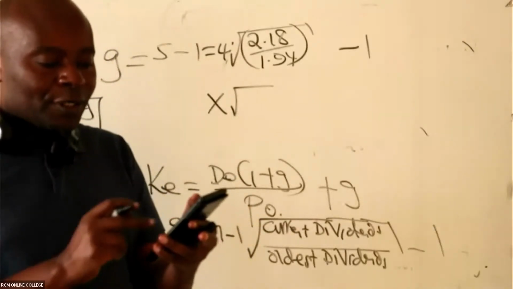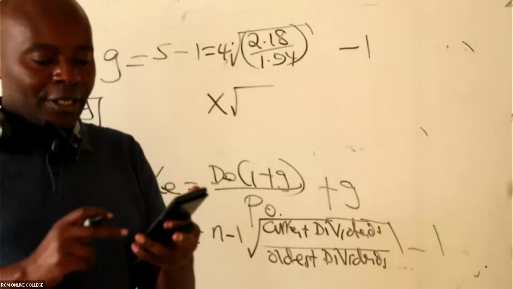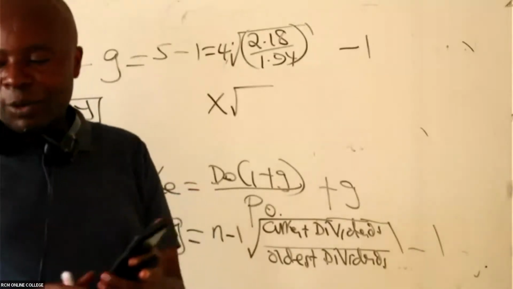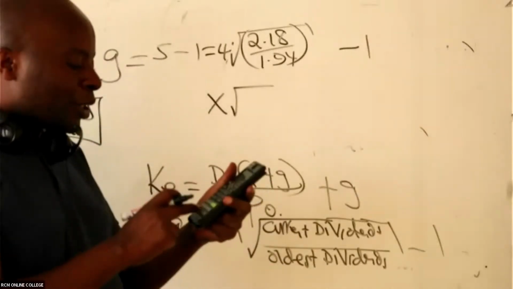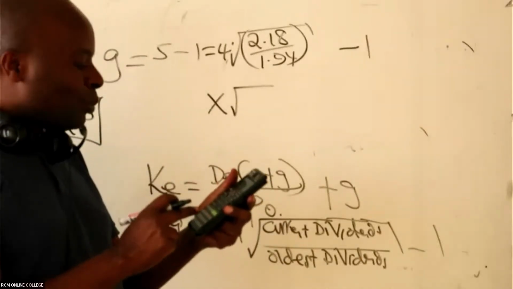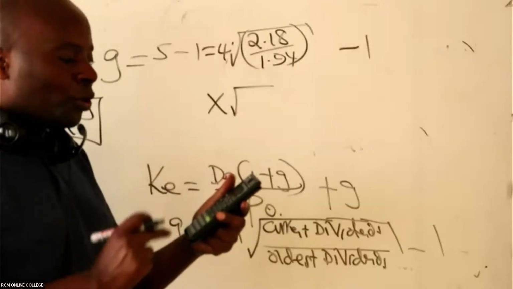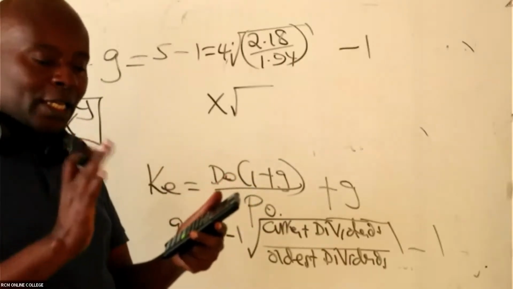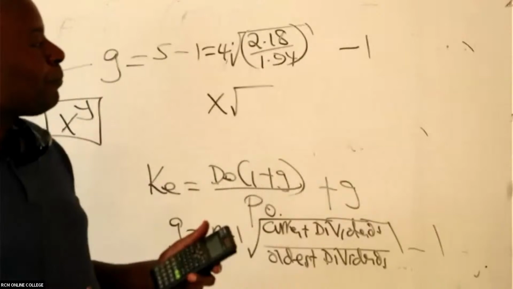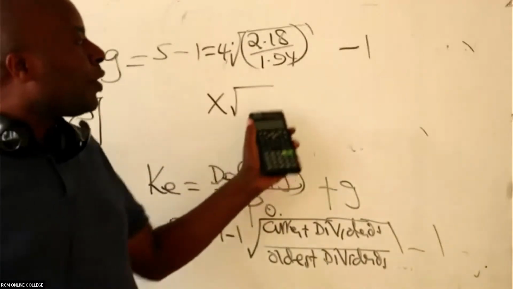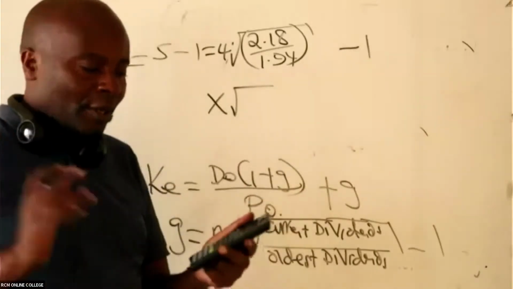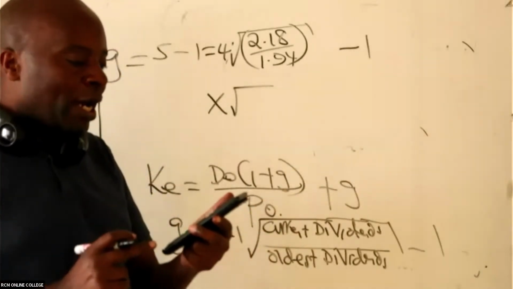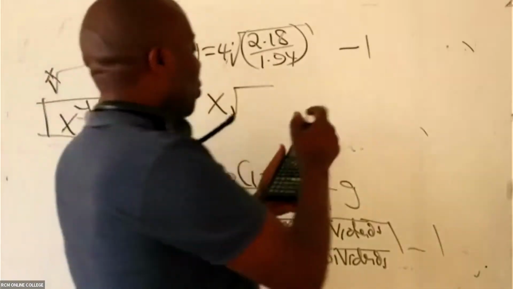And then I say shift, I press that button. Then I open brackets, because these are two numbers. Then I say 2.18, divided by 1.94. You close. Don't say anything else but equals first. Whatever you get, you take away 1, because this one is very independent. Is there somebody who is able to get something like this?